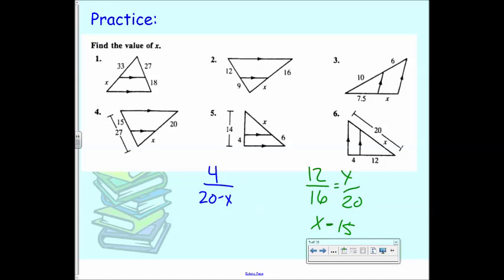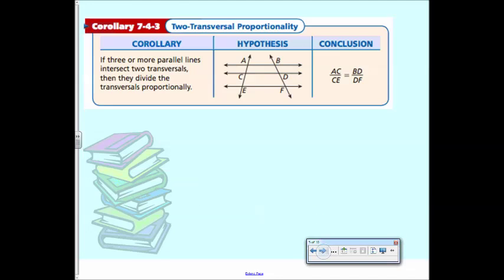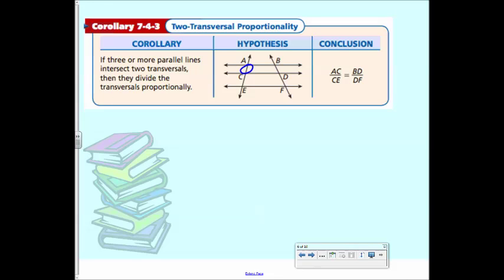All right, so two transversal proportionality means if you have 3 or more parallel lines that intersect 2 transversals. So we've got 3 parallel lines right here, A, B, C, D, and E, F. And we've got 2 transversals, A, E, and B, F. Then they divide the transversals proportionally. So that means this piece here is proportional to this piece here. And BD is proportional to DF. So again, we've got 3 parallel lines divided by 2 transversals. And a transversal just means what? Cuts through the parallel lines.